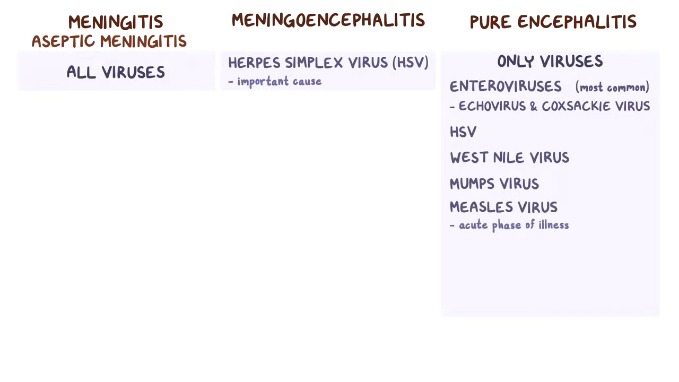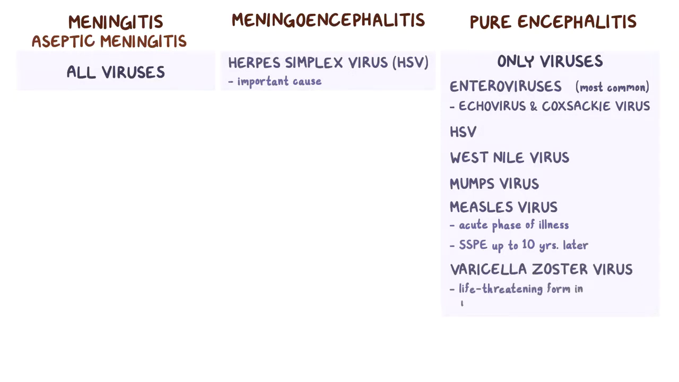However, even after the acute infection has resolved, a form of encephalitis called subacute sclerosing panencephalitis, or SSPE, can appear up to 10 years later. Varicella-zoster virus, or VZV, can cause a life-threatening form of encephalitis, particularly in immunocompromised individuals.